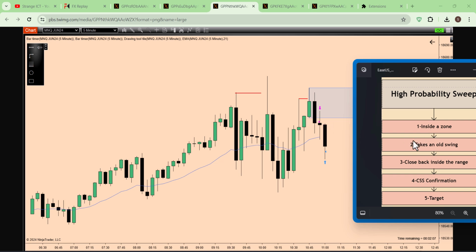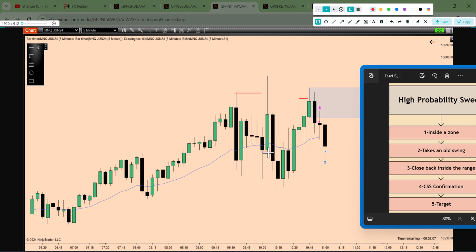We have taken an alt swing. We closed back inside the range. As you can see, this candle took this high and then closed back inside the range. And then we have the CSS confirmation. Here, this candle is a black candle closed below this low right here with the body closure, right? So we have the CSS confirmation, and also we have targets like here. As you can see, low resistance liquidity.